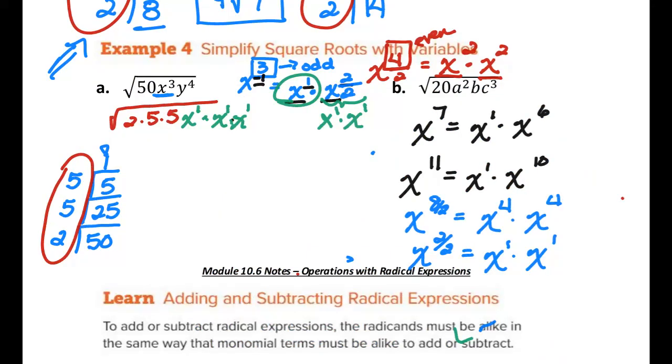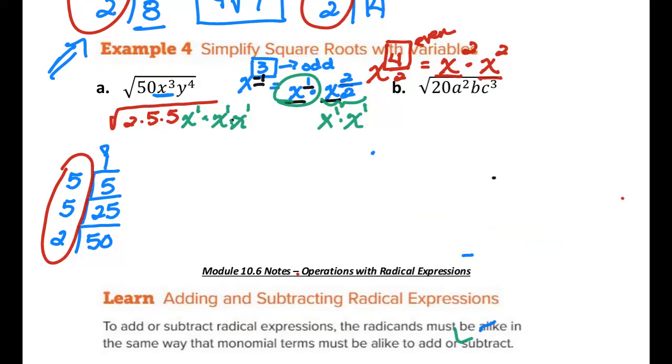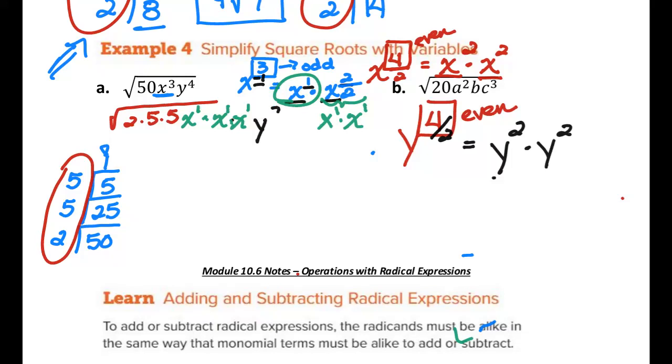This keeps going. I'm going to erase all this now. Then it says I have y to the 4th. That is an even amount. And so if I want to find the square root, divide your even number by 2, and it rewrites it as y squared times y squared. So I'm going to put that over here. Y to the 2nd times y to the 2nd.